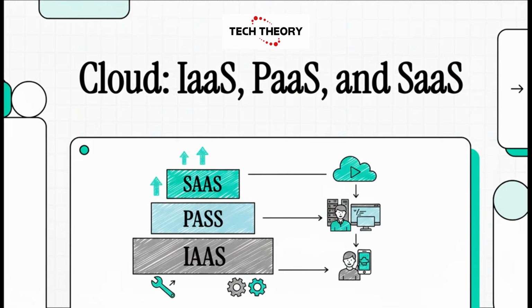All right, let's talk about the cloud. It's a term we hear all the time, but what does it actually mean? Well, today we're going to break it all down. We're looking at the three core models, IaaS, PaaS, and SaaS, that basically run our entire digital world.